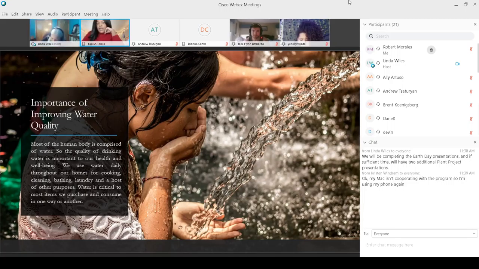Most of the human body is comprised of water, so the quality of drinking water is important to our health and well-being. We use water daily throughout our homes for cooking, cleaning, bathing, laundry, and a host of other purposes. Water is critical to most items we purchase and consume in one way or another.